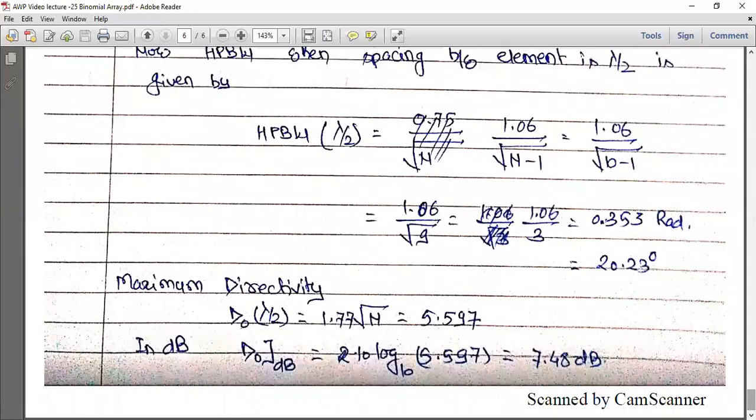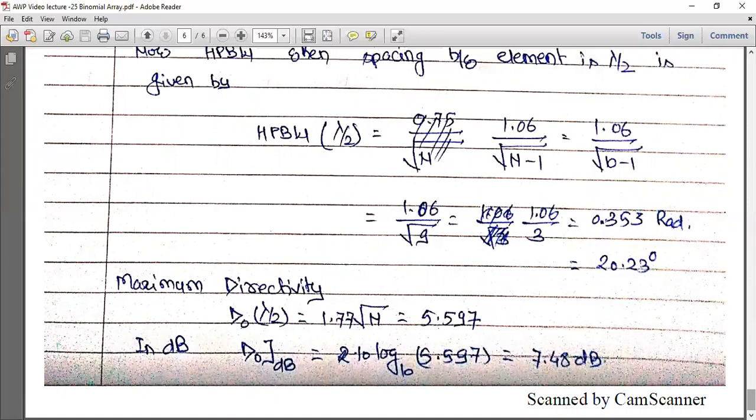Similarly, the maximum directivity for d equals lambda by 2, or inter-element spacing d equals lambda by 2, is given by 1.77 square root of n. When we substitute n equals 10, we found D0 as 5.597, and if you want to convert it to dB, directivity can be converted directly to dB by 10 log base 10 of the value, so it is 7.48.